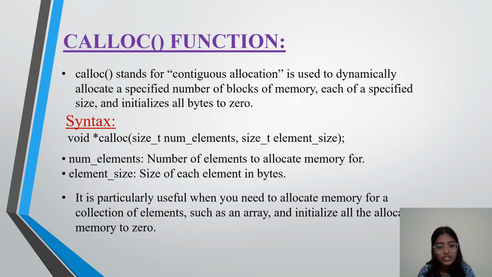And the syntax for the calloc function is void star calloc of size_t num_elements and size_t element_size, where num_elements is the number of elements to allocate memory for. For example, you can take the number of elements as 5, and the element size is the size of each element in bytes. The element size could be any bytes: 8 bytes, 10 bytes, anything. So this is the element size to specify in the syntax. It is particularly useful when you need to allocate memory for a collection of elements such as an array and initialize all the allocated memory to 0.